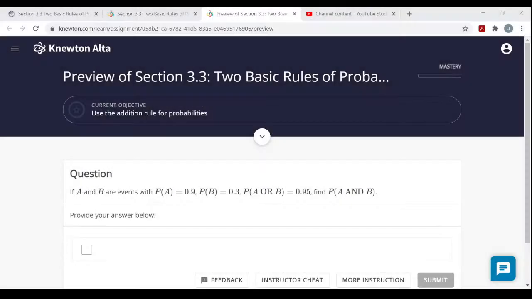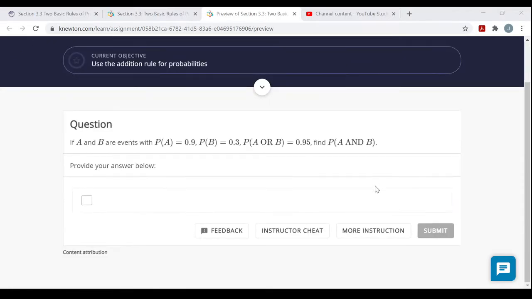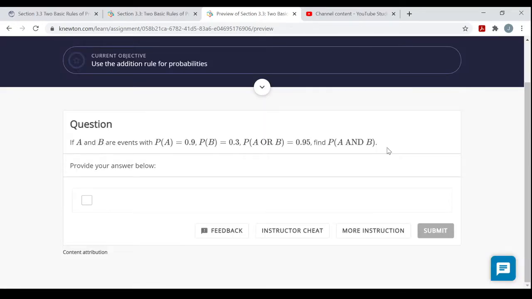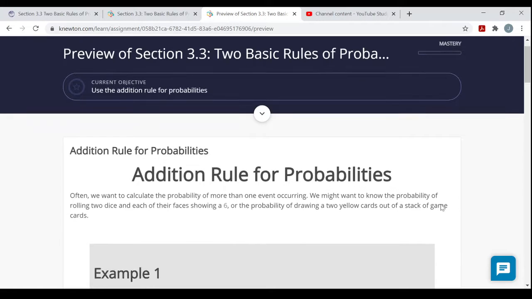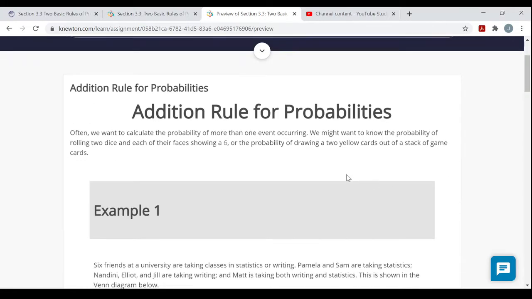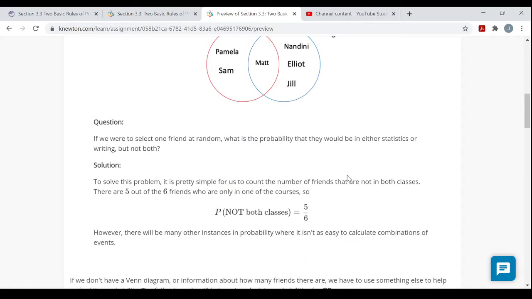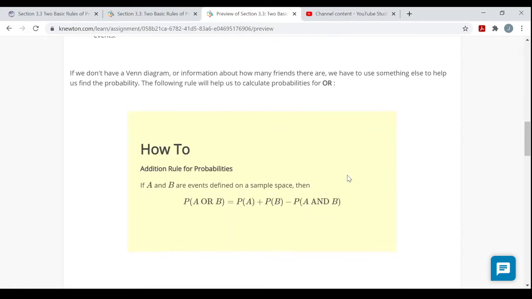Alright, so I'm going in here to your 3.3 KnewtonAlta homework. And you can see there are 4 objectives in this one. And the first one is use the addition rule for probabilities. So first time I'm seeing this objective, I'm going to go to more instruction, show you what that looks like. So they have an example to start right away. I'm not going to do that. I'll let you read that. Here we go.